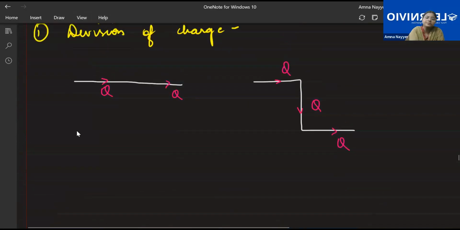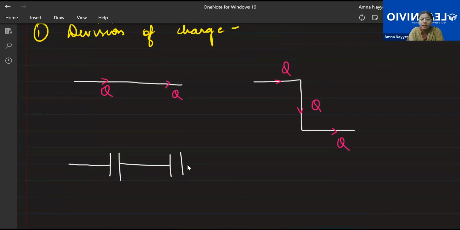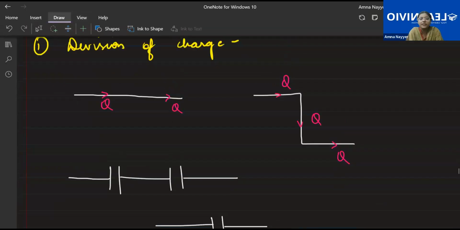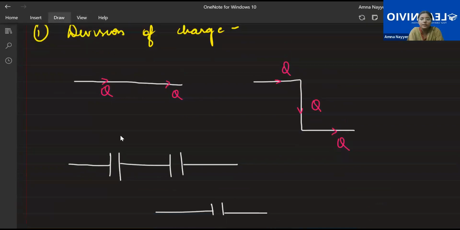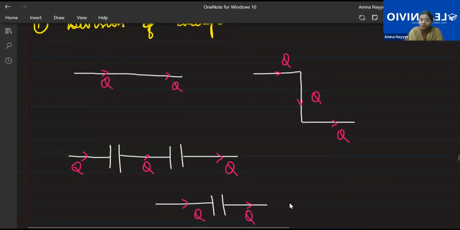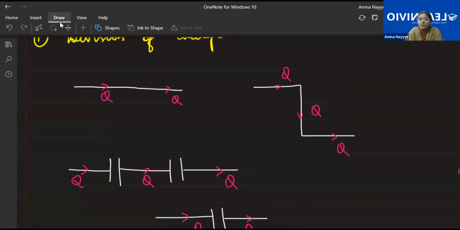Or if I say I put a device, let's say I have put a capacitor, two capacitors or a single capacitor, this also doesn't affect the charge. If Q amount of charge is flowing from here, across this also Q will flow, across this also Q will flow. Means across your devices, charge doesn't get affected. This is what is the rule for the charge.